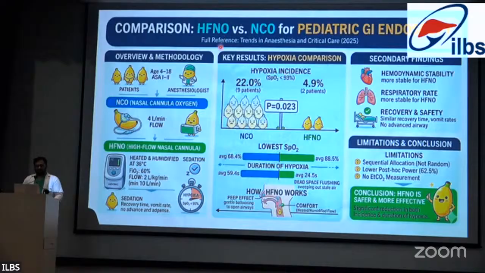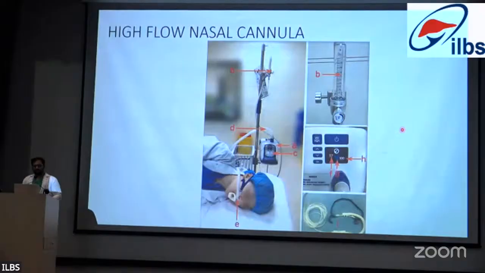So it has been found that when comparing nasal cannula at 4 liters per minute with high flow nasal cannula at 60% FiO2, 2 liters per kg per minute, the lowest SpO2 during the nasal cannula went down to 68%, while in case of high flow nasal cannula, it went only down to 88%. And the duration of hypoxia was also significantly shorter in the patients undergoing sedation under high flow nasal cannula. The secondary findings included better hemodynamic stability, better respiratory rate, and better recovery and safety in patients undergoing sedation under high flow nasal cannula. So this is how a high flow nasal cannula looks.